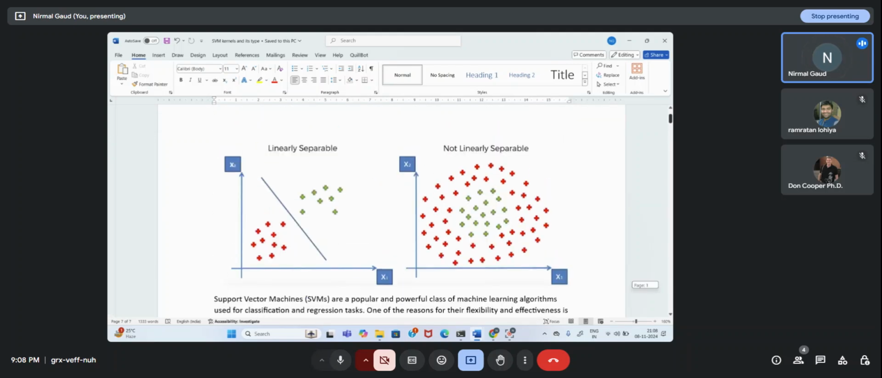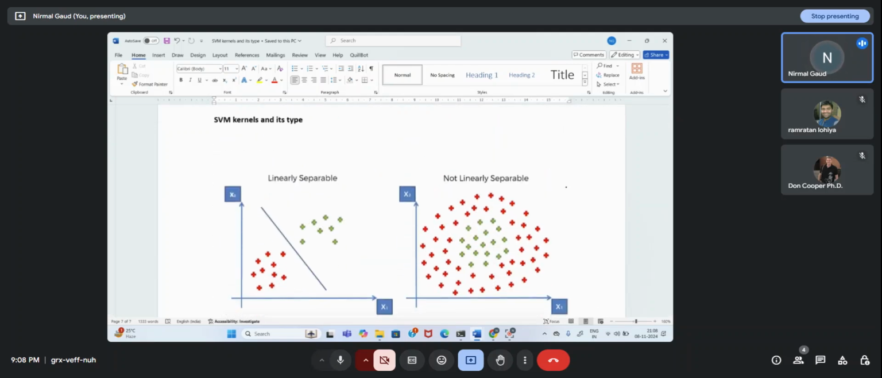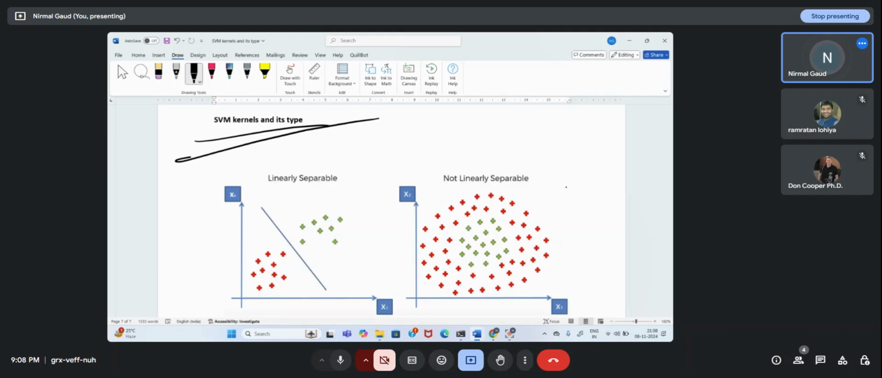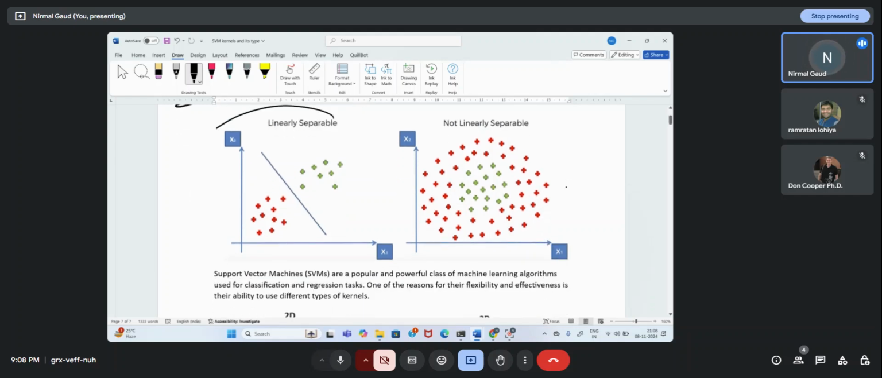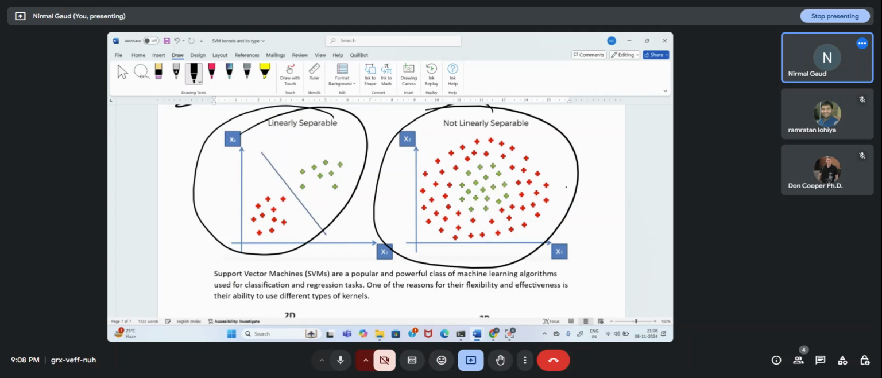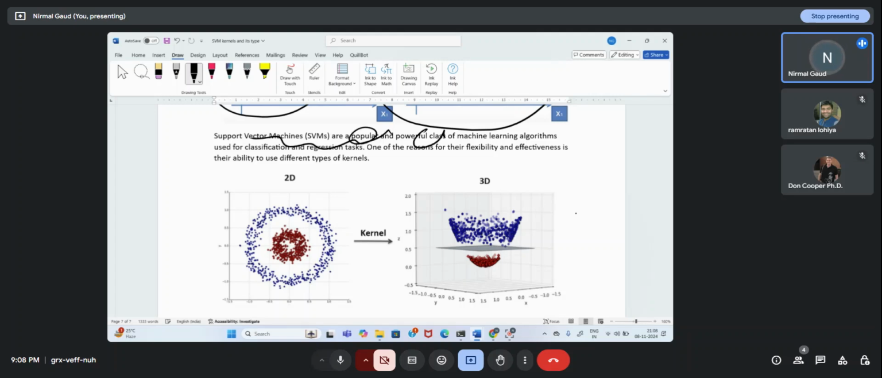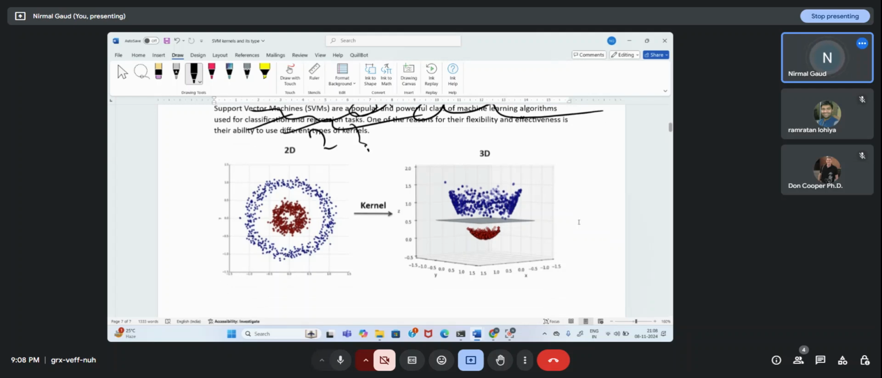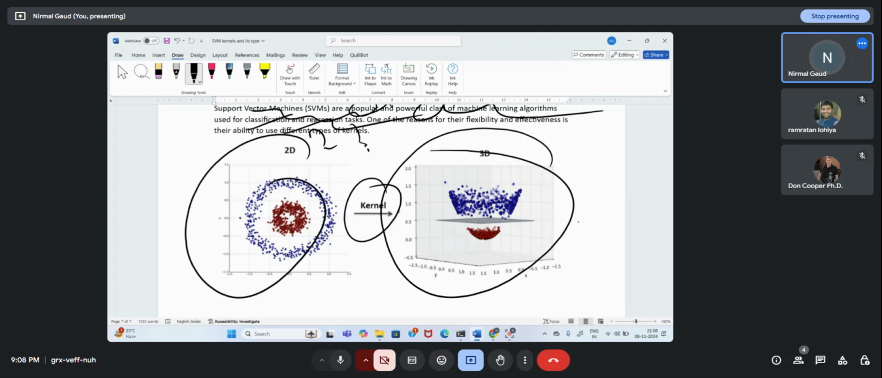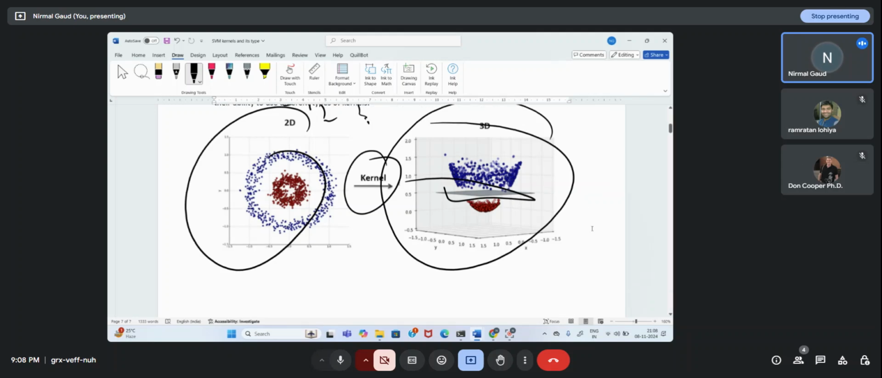made a few more notes related to SVM kernels, especially only for kernels. This is linearly separable; we are studying from day one only. This is non-linearly separable. Okay, so support vector machines are popular, powerful algorithms which can perform both tasks. But how? That's what we have seen. If this is 2D, with the help of a kernel, you can represent 2D in 3D, and you can separate, you can classify. That's what a kernel does.